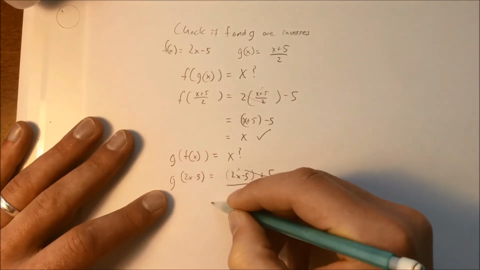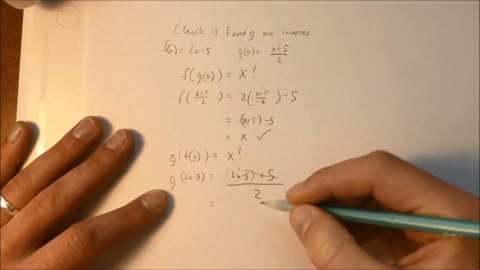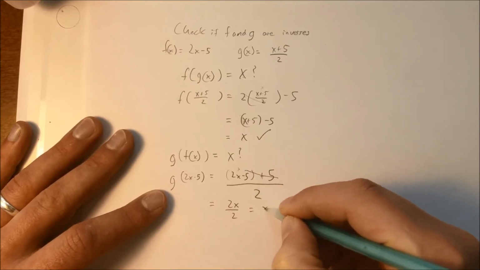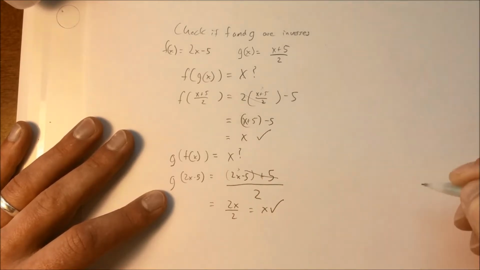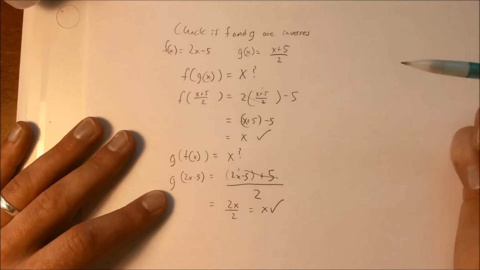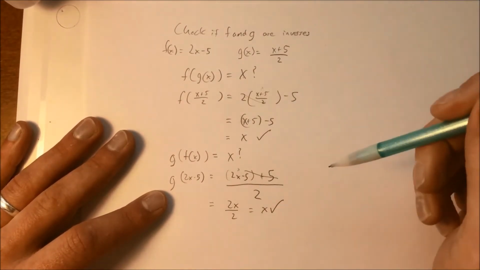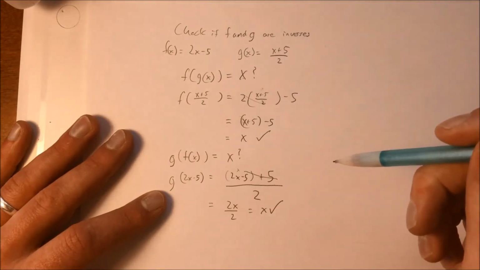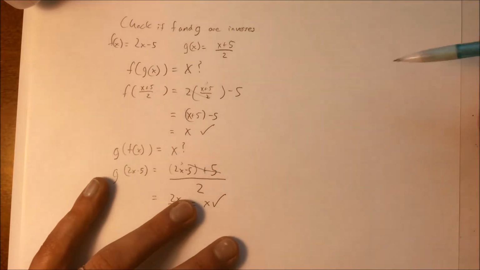But instead of the x, I'm going to plug in 2x minus 5. Well, those cancel out, and I'm going to get 2x all over 2, which is just equal to x. So that one works as well. Nice, easy way to check if they are inverses. Just plug them into each other. If you end up right back where you started, which is x, then you know it has to be an inverse. It even works with square roots.